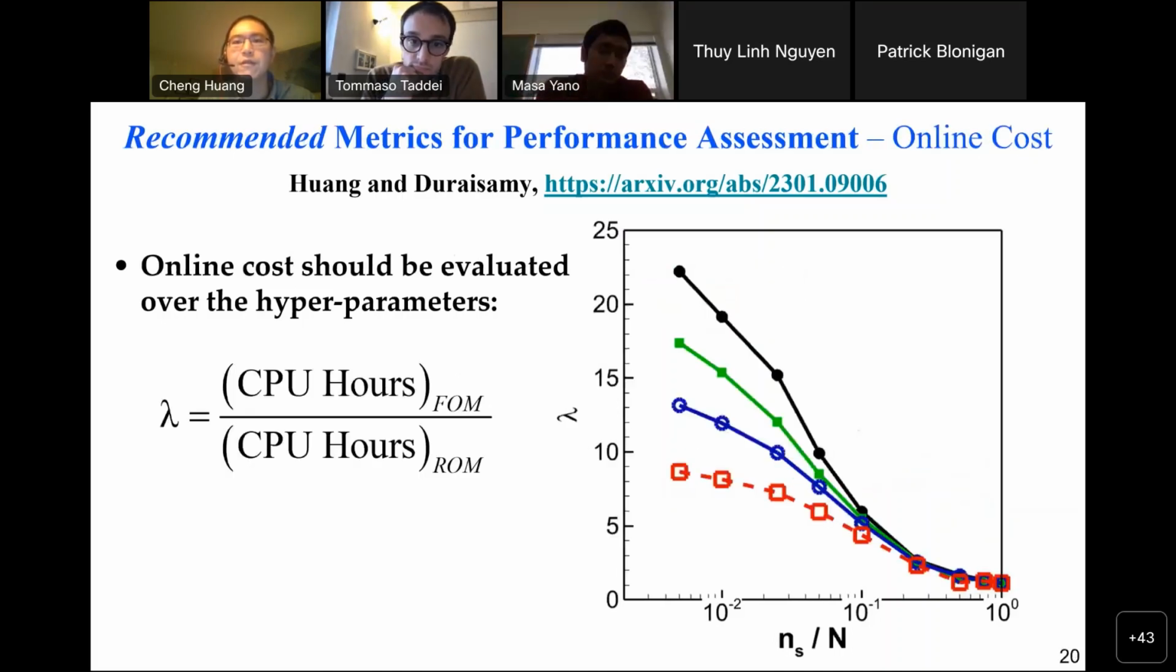And another one is the online cost. So this is what I plotted here.